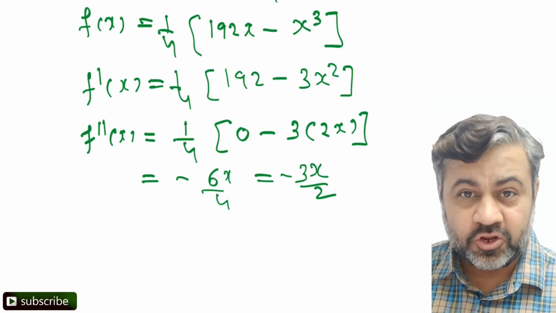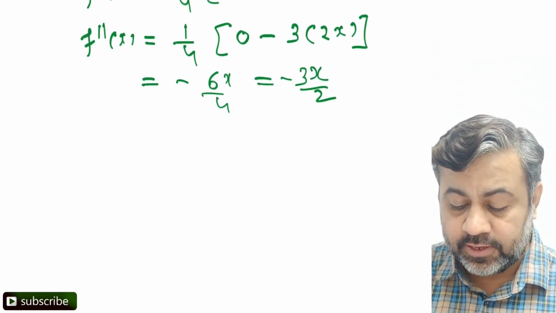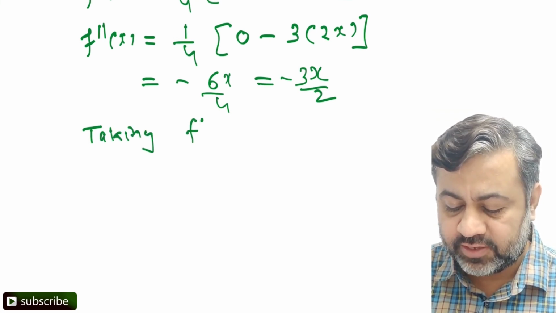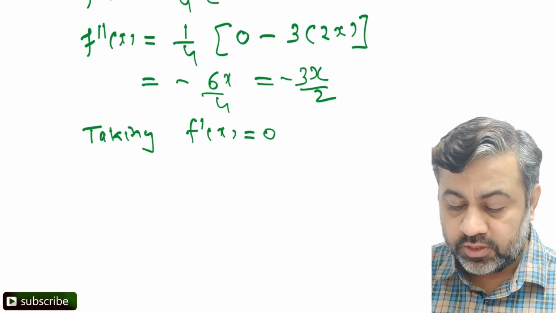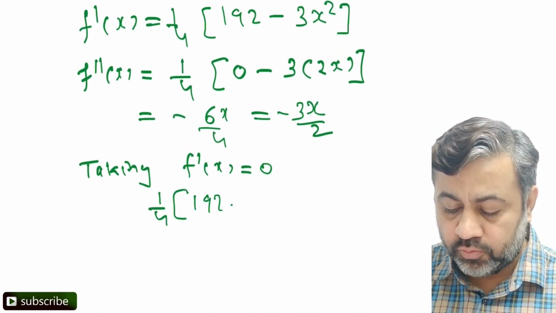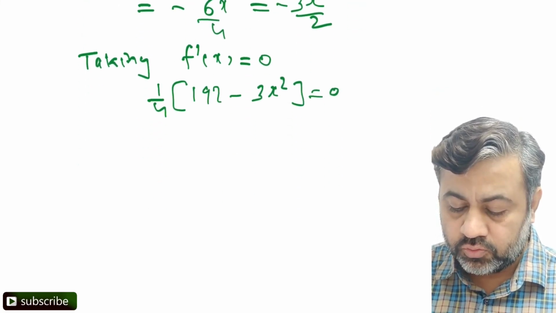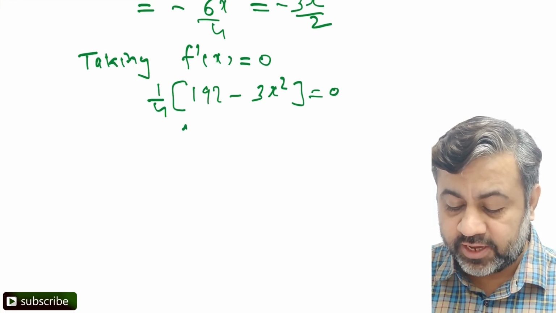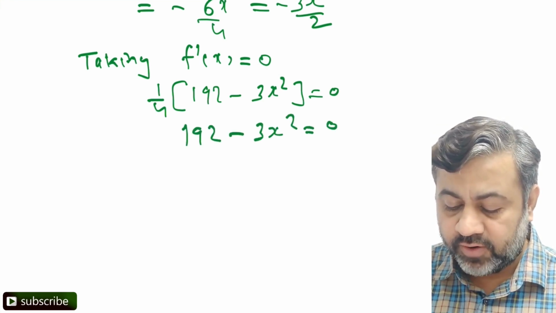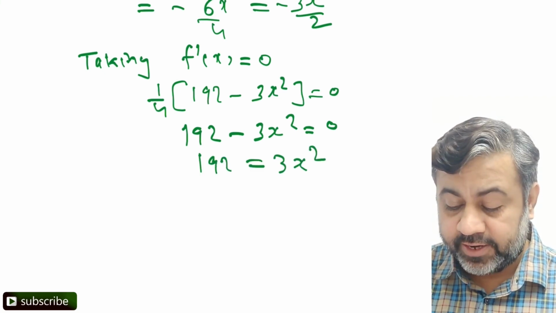Step number 1, 2, 3 हो गए. Step number 4 पे जाते हैं. What is my step number 4? It is saying taking f dash of x equal to 0. So if I take f dash of x equal to 0, ठीक है, what is my f dash of x? 1 by 4, 192 minus 3x square. I am taking this to be equal to 0. So 4 goes on other side, वो तो 0 हो जाएगा. So 192 minus 3x square equal to 0. So we get 192 equal to 3x square मिल गया.